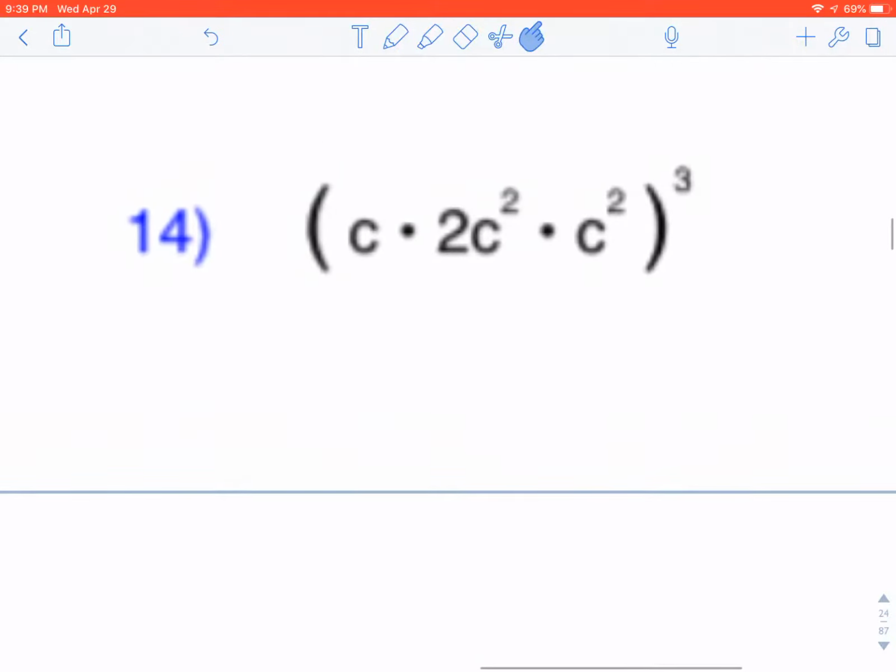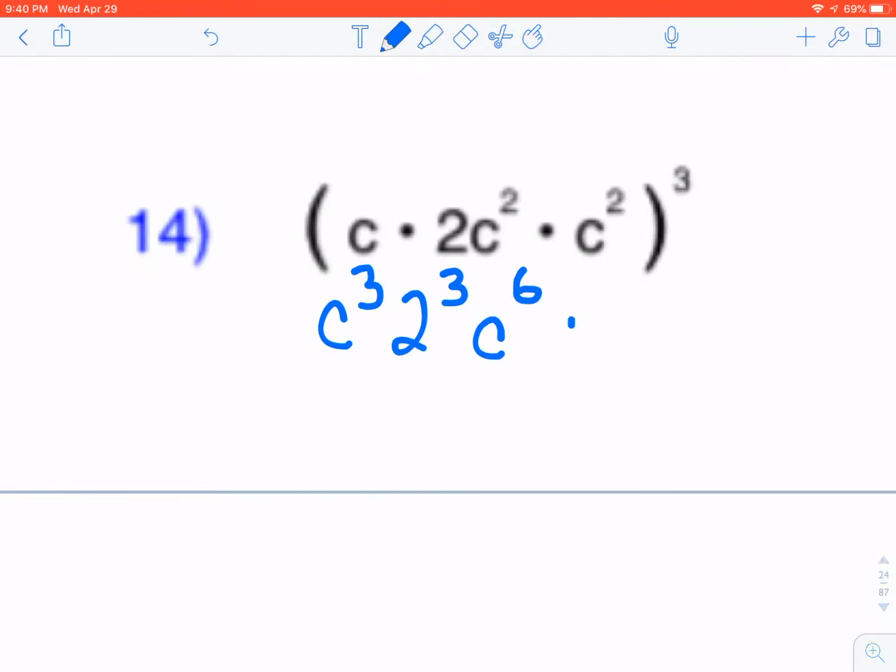And then the last one, again, if you guys went ahead of me, your first step should have been c to the 3rd, 2 to the 3rd, c to the 6th, c to the 6th. Okay, when you combined all those, 2 to the 3rd, c to the 15th.